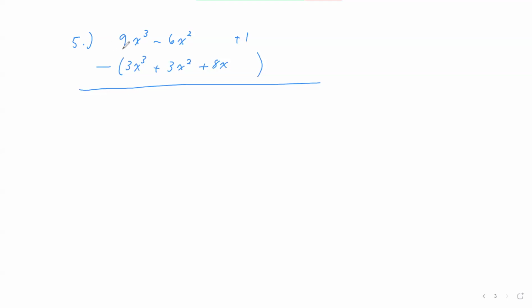So in this process, it'll be kind of the same. So what's 9 minus 3? It becomes 6x cubed. What's negative 6 minus 3? Very good. Here's a tricky one. What's blank minus 8? So it becomes a negative 8.